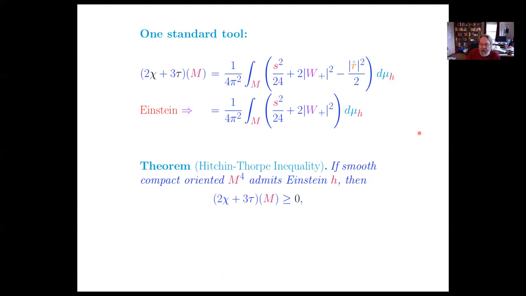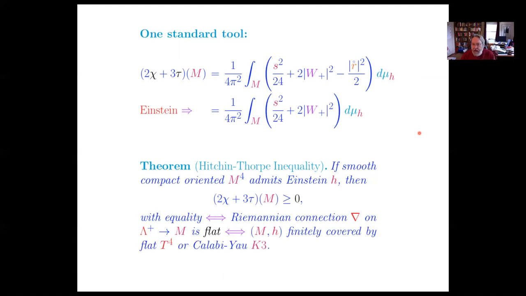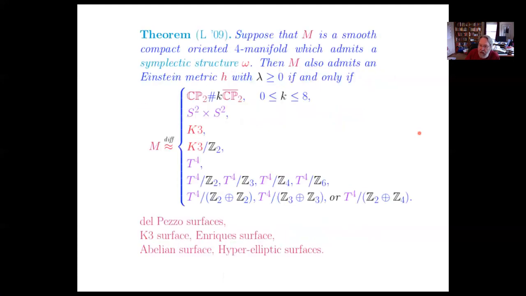So it's saying that if there's an almost complex structure, then C1 squared of that almost complex structure would have to be non-negative. You only get equality here if the Riemannian connection on lambda plus is actually flat. And then, as was first pointed out by Hitchin, who observed what happens when the inequality is saturated, that would mean that the manifold was finitely covered either by a 4-torus or by a Calabi-Yau K3.